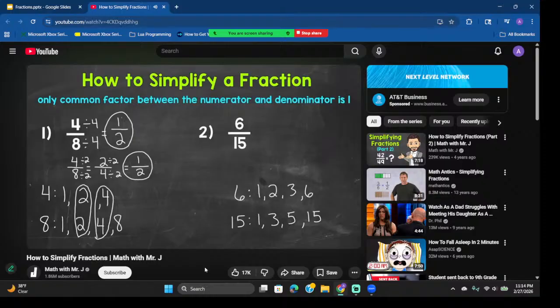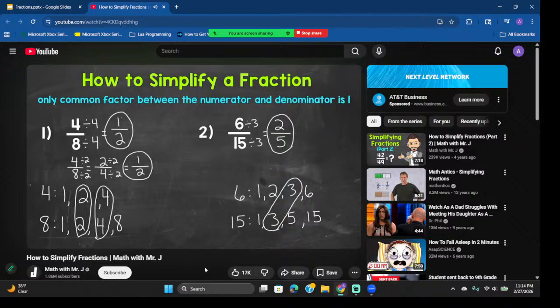So let's look for any common factors. Well, 1 is a common factor, but we want something greater than 1. We have a greatest common factor of 3. So let's divide our numerator and denominator by 3. 6 divided by 3 is 2. 15 divided by 3 is 5. Now the only common factor between 2 and 5 is 1. So we are done. We are simplified. 6/15 in simplest form is 2/5.